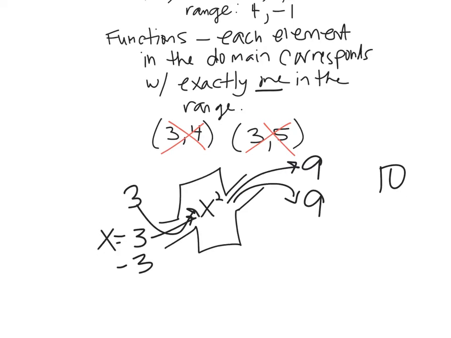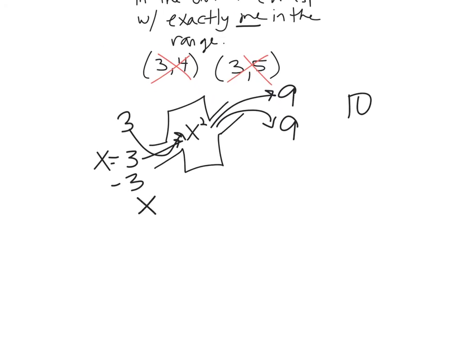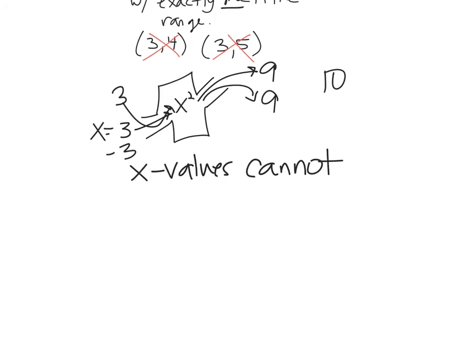So what I like to do is this. The x values cannot repeat. The y values can. It's fine. 3 goes in, comes out 9. Negative 3 comes out 9, but they only come out one answer. You cannot have an x value come out as 2 separate answers. X values cannot repeat. That's going to be a really easy way to tell if it's a function.